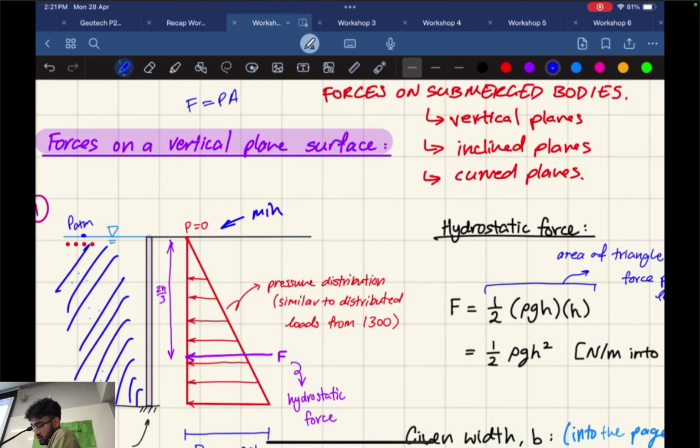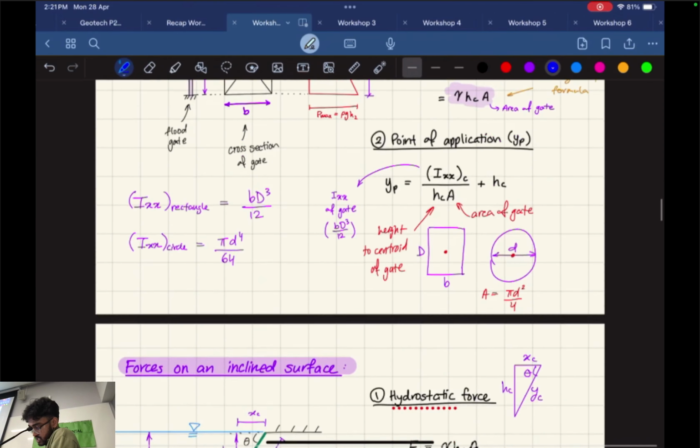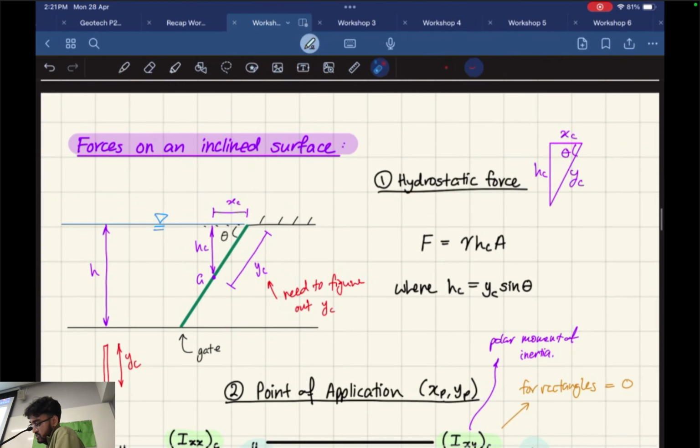Okay. Inclined surface. The only difference is that your HC changes, and you're going to have to use this formula. You can't use the trapezoid formula anymore, because your pressure distribution isn't trapezoidal anymore.